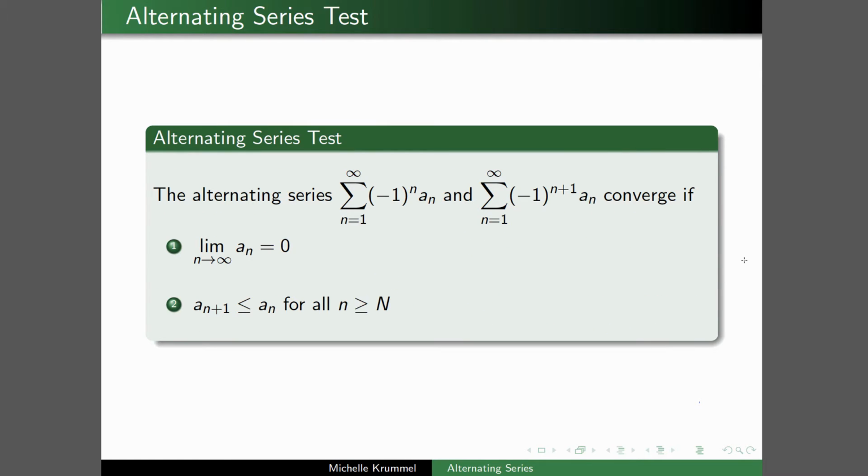The alternating series test tells us that when we have an alternating series of the form negative 1 to the n times a sub n, or negative 1 to the n plus 1 times a sub n, it will converge if the following two statements are true.